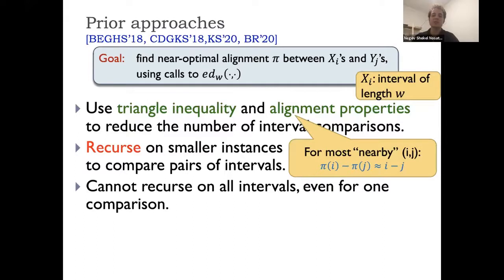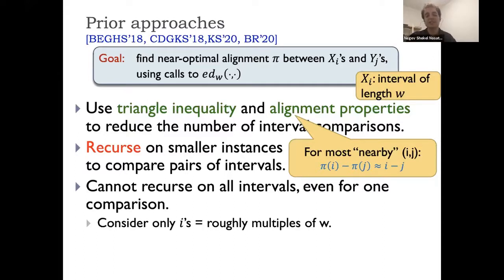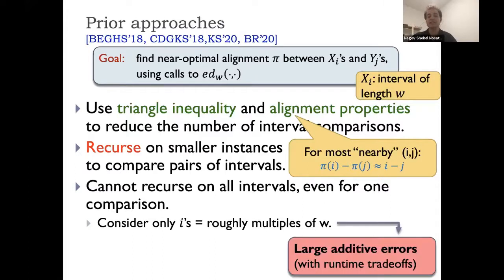It doesn't even allow you to use a single comparison to an interval. So to avoid that, what they did is they only consider some intervals, ones that are roughly multiples of w. This must result in a large additive error, because obviously the alignment, the function pi, might not be exactly between intervals that are exact multiples of w. And you can play with it and get less additive error with more runtime and vice versa.